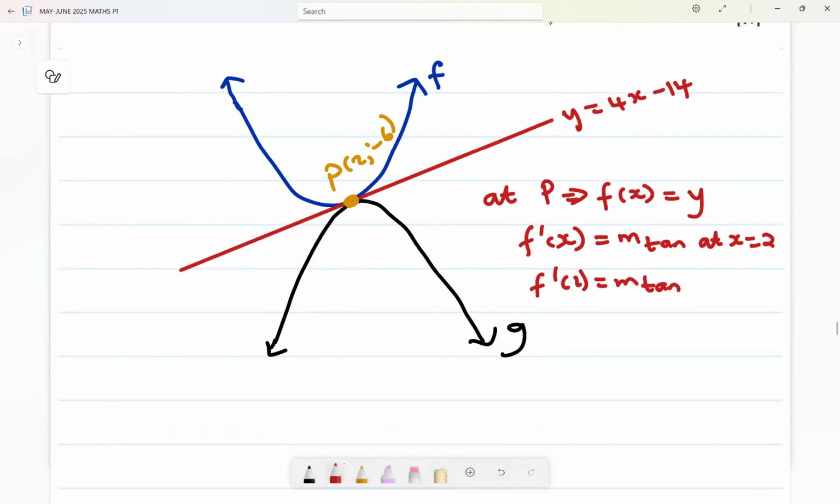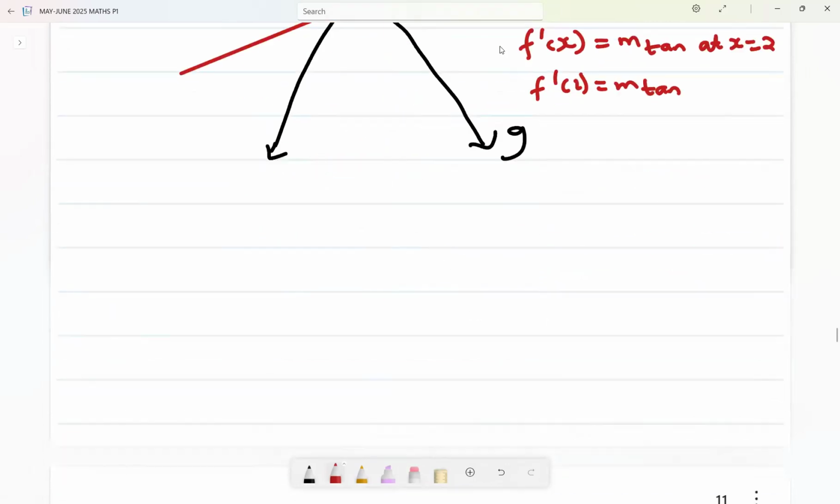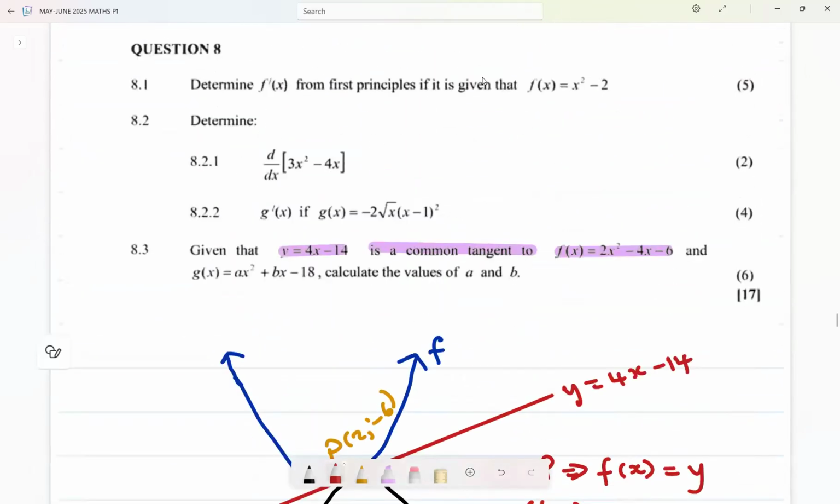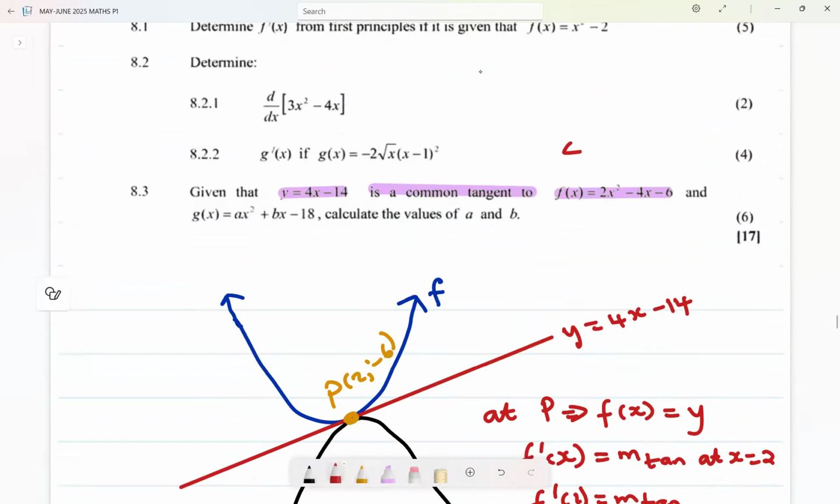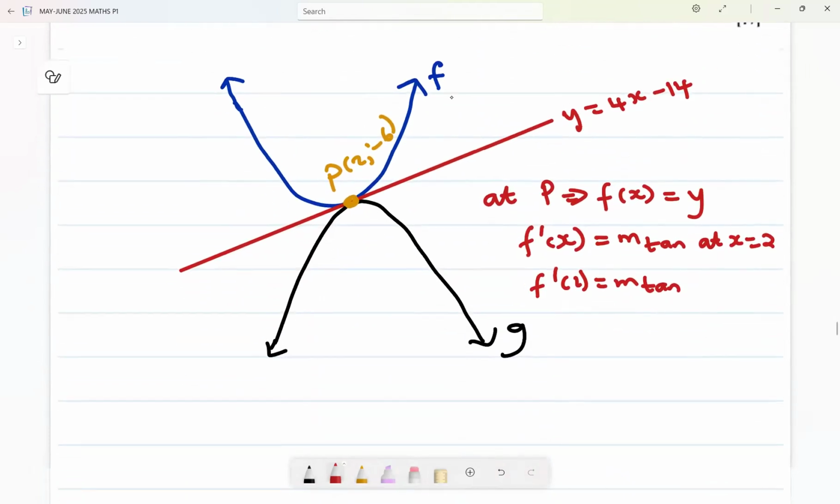But I don't need to prove that. You can prove it by taking the derivative of this one. The derivative, remember, is 4x minus 4. And check when you put 2 here, it's going to be 4 into 2 minus 4, which gives us 4. Can you see that it is equal to 4, which is the gradient of the equation? Since it is also a common point for G, it means G prime at x equal to 2 is going to be equal to the gradient of the tangent, which is 4.